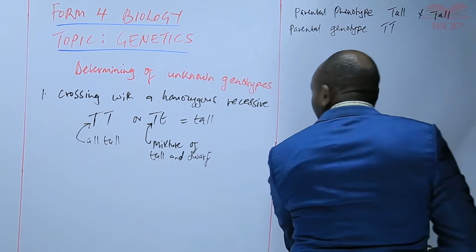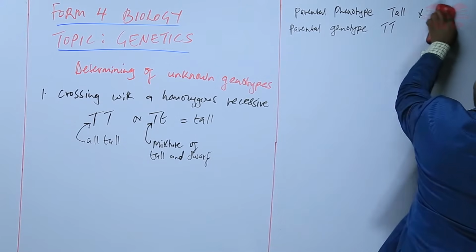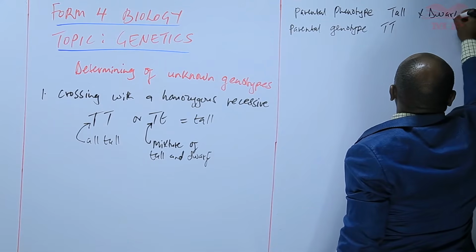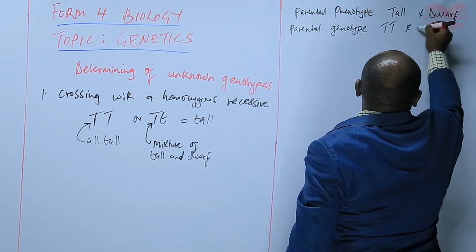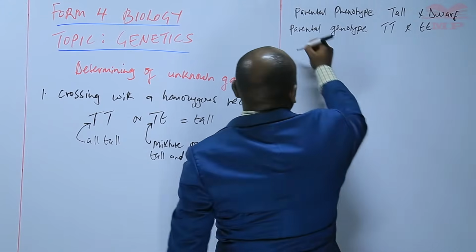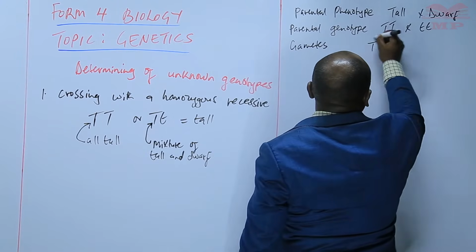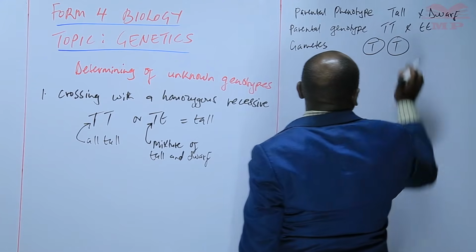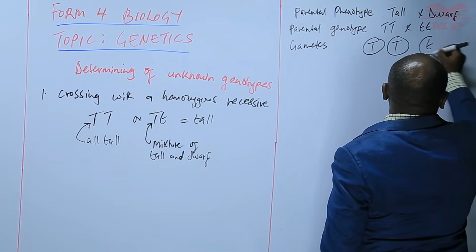We are crossing with a homozygous recessive, so we are crossing a tall and a dwarf. So the first case is a tall, then the second case, a dwarf, will be small t. Then in terms of the gametes, we show the gametes, we circle them, and we make sure we don't puncture the gametes.